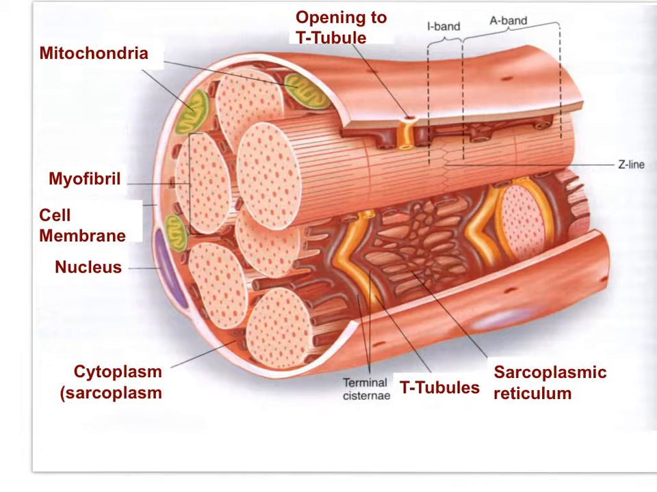The specialized endoplasmic reticulum, known as sarcoplasmic reticulum, is seen here, and T-tubules connect the surface membrane, the sarcolemma, with the sarcoplasmic reticulum. And here you can get the idea of actin and myosin overlapping or not overlapping.